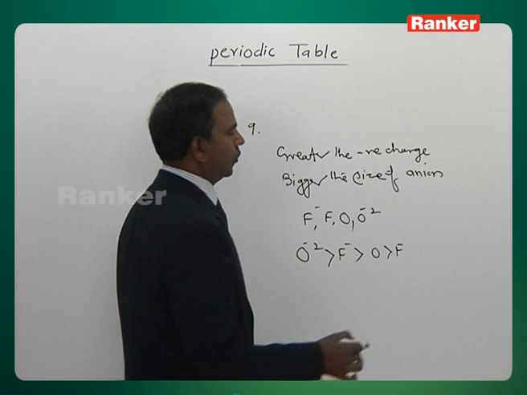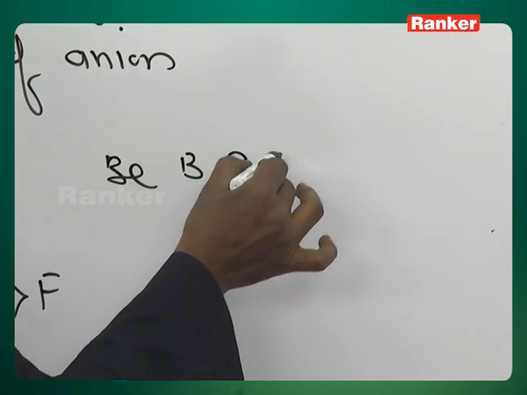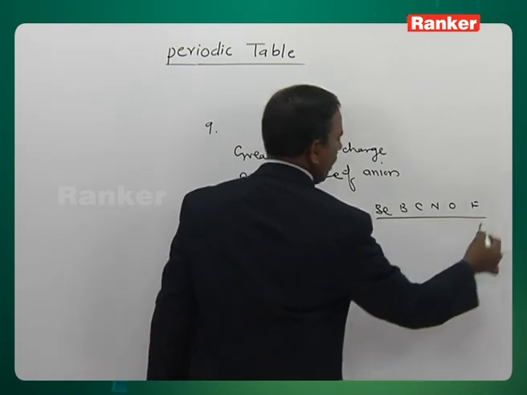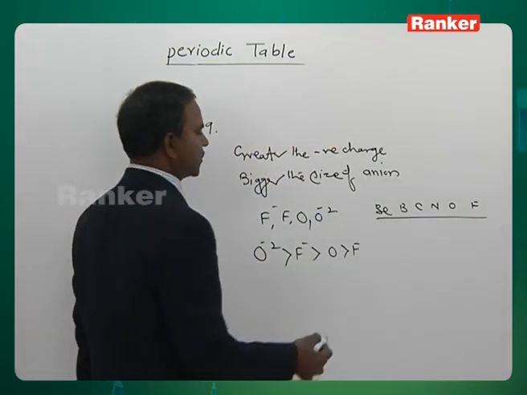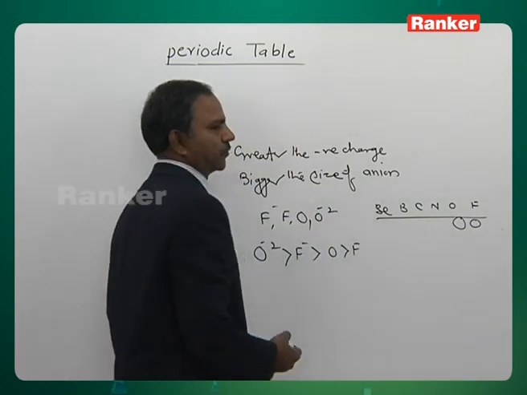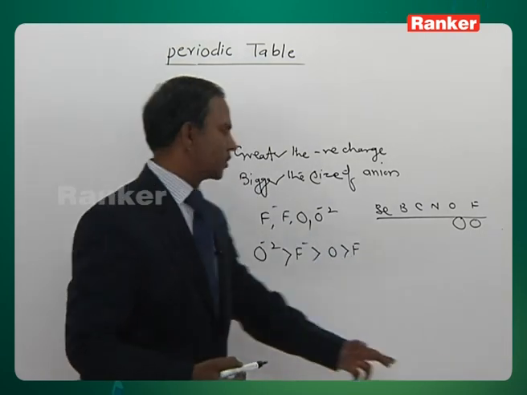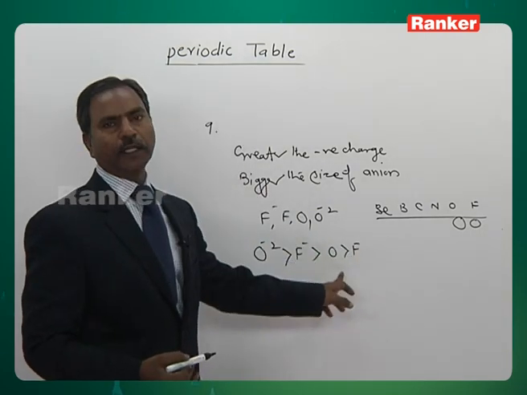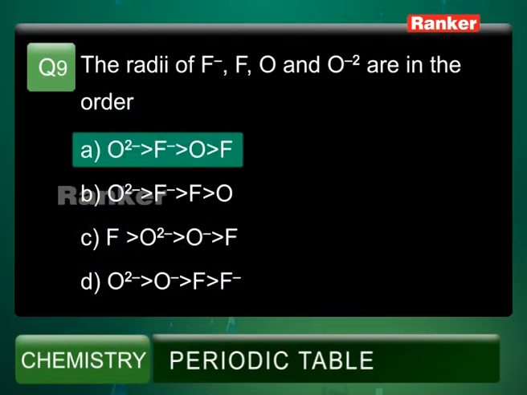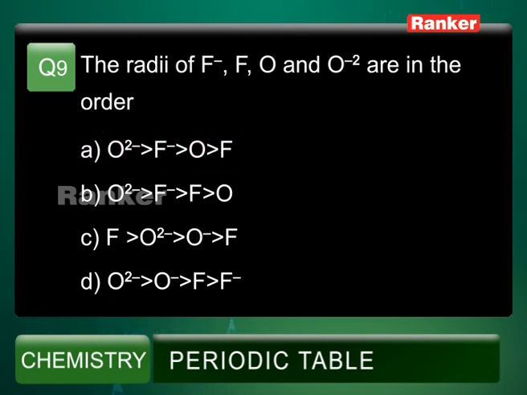How? Suppose you talk about second period elements: beryllium, boron, carbon, nitrogen, oxygen and fluorine. Left to right, atomic sizes are decreasing. Therefore, in comparison to oxygen, fluorine will be a little smaller. Left to right, atomic size is decreasing. So, O and F you talk about, O is a little bigger than F. Therefore, this is the correct order. Let us see the options. Option A is the correct answer here: O2 minus, F minus, oxygen and F. Therefore, question number 9, answer is A.